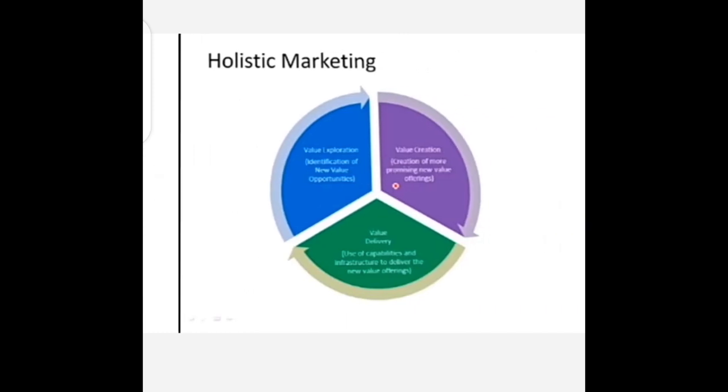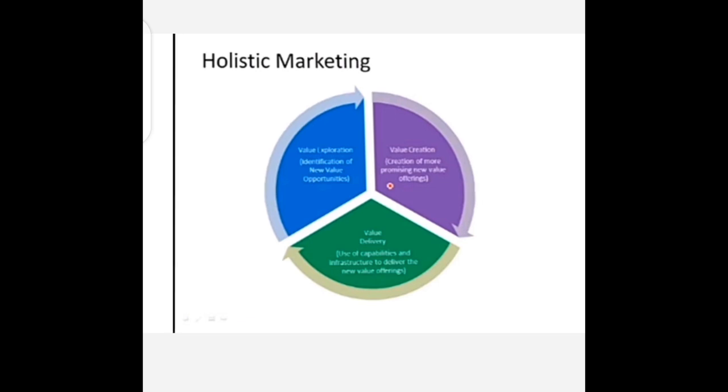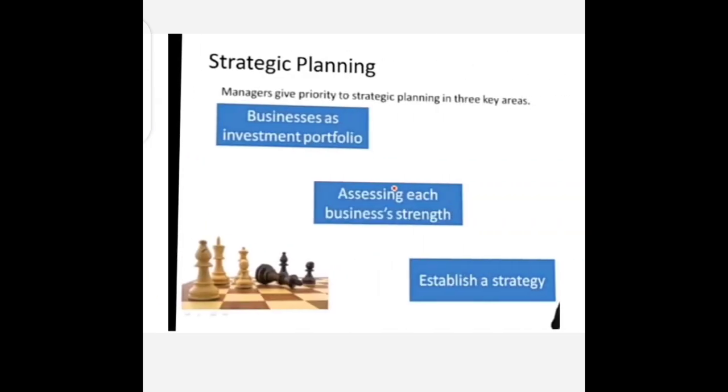management. So in the last lecture we discussed some concepts regarding holistic marketing, that everything matters in marketing. It involves three categories: value exploration, value creation, and value delivering. Now we are moving to the strategic planning. I hope you understood the value chain process, which starts from creating and delivering value that maximizes the satisfaction of customers. Either it should meet or exceed the expectations of the customers.